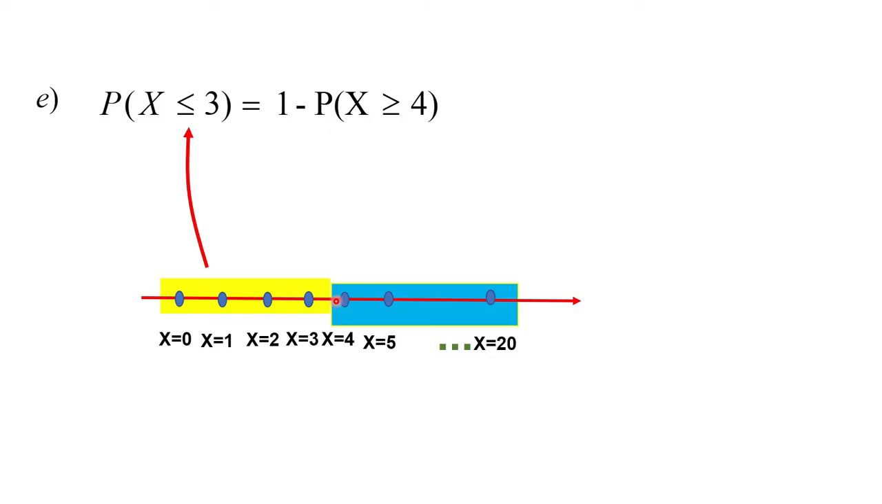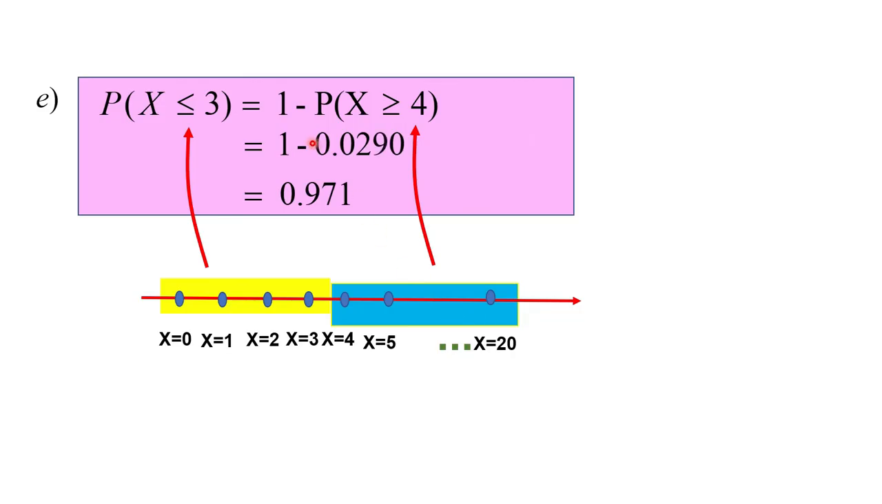To use the table, we need to create the formula, that is the sum of all the probability, which is 1, minus probability x more than or equal 4. That is, you have to 1 minus the blue rectangle here, that is the sum from 4 to 20. So by using the table, you can read the value for probability x more than or equal 4, that is 0.0290. 1 minus this value, and the answer is 0.971.